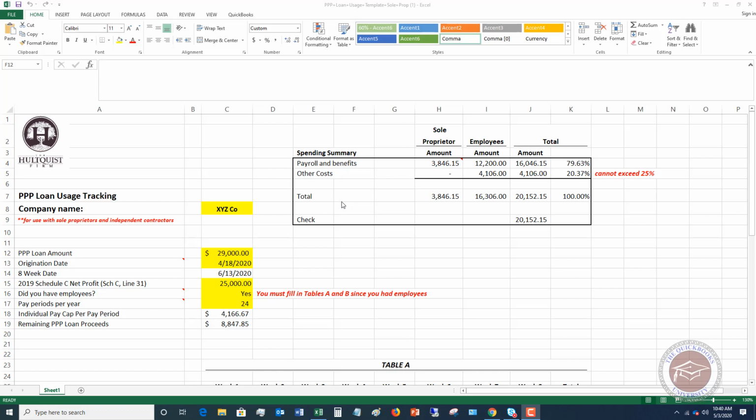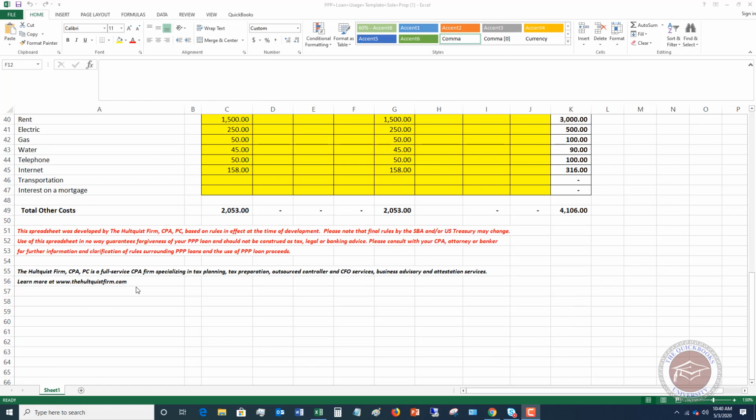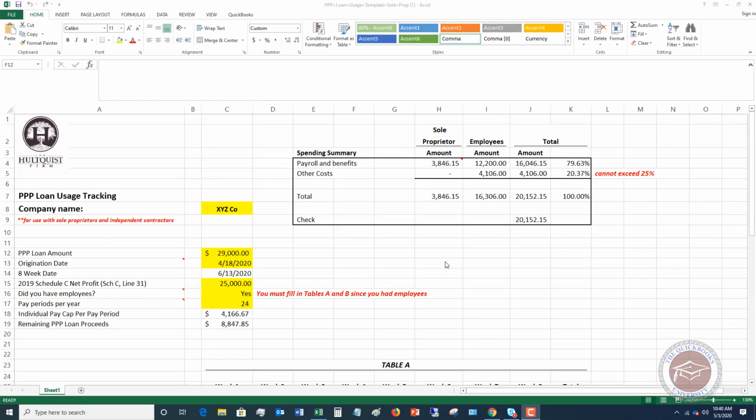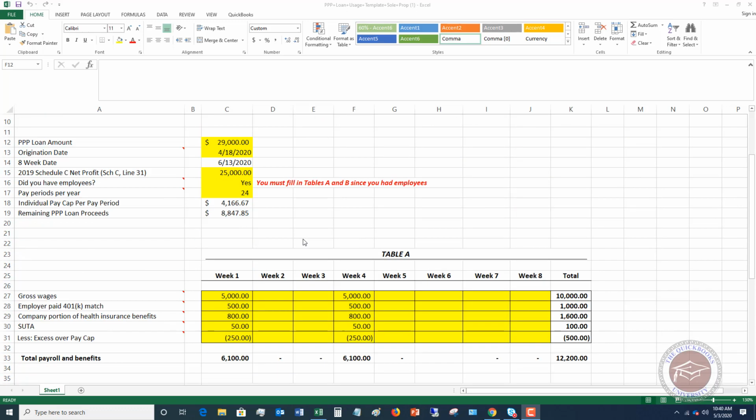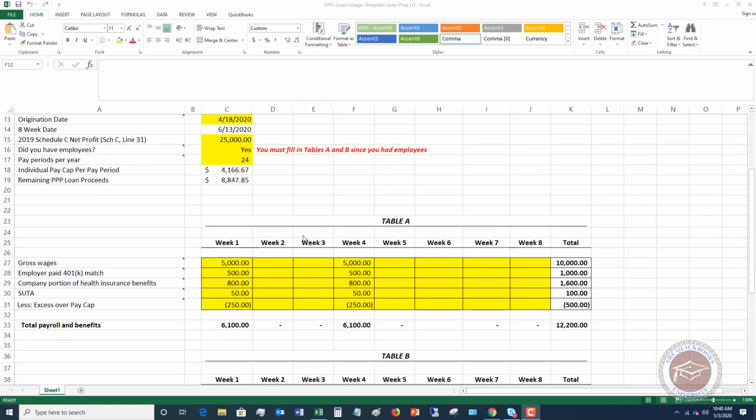A couple important things about that. If you do use this or you pass it along, I just ask that you leave my company logo and you leave the disclaimer down at the bottom, this area here. The other thing is, only put data into the yellow cells. The other ones are formula driven, and if you mess up a formula, it will mess up the entire spreadsheet. So only put data into the yellow cells.